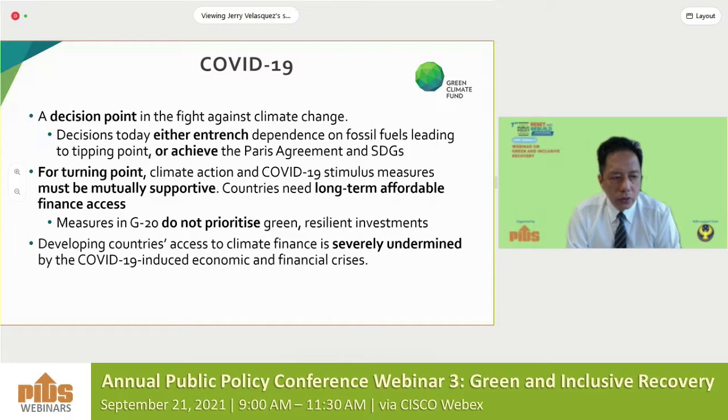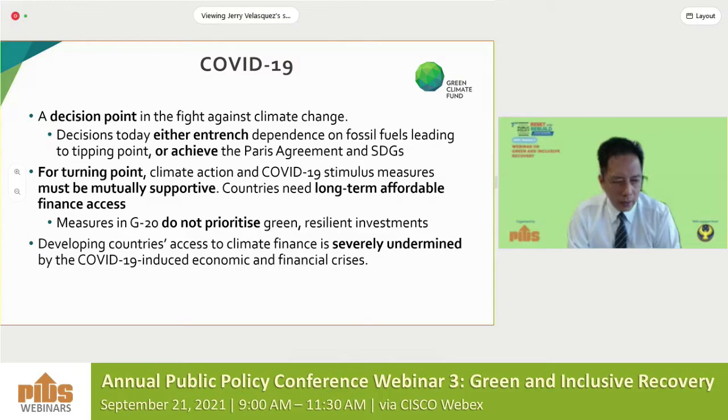Now, how do we convert this into a turning point? Only if climate action and COVID-19 stimulus measures are mutually supported. If we do this, then we are able to actually turn the tide. This is the challenge for all of us. We cannot solve one problem and create another. This is one thing that we're trying to avoid.